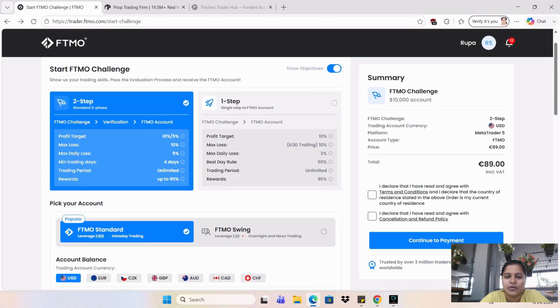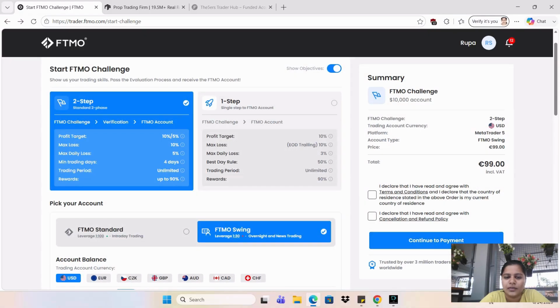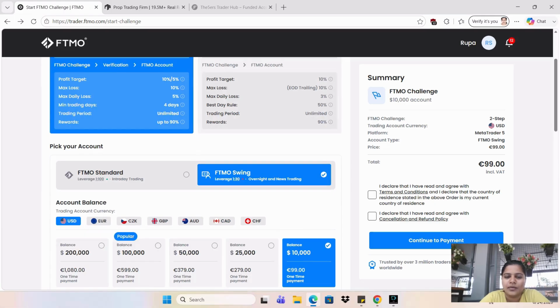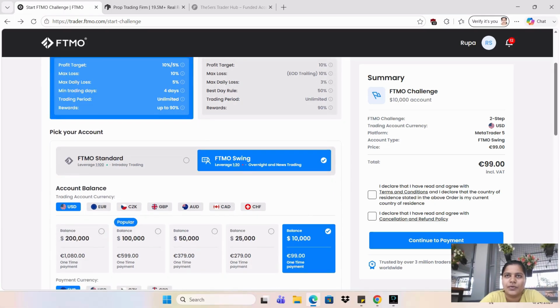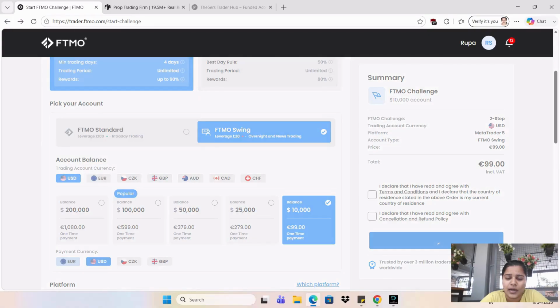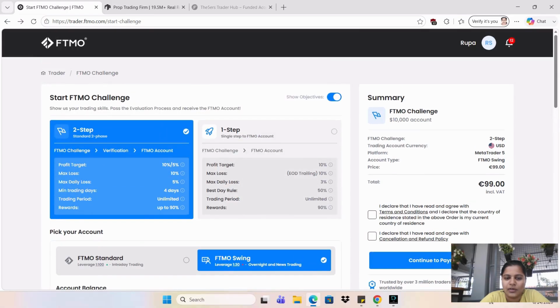So going forward, there are two types of account. The first one is the FTMO standard account, which is mostly used for intraday traders. I have selected this account, and it has a leverage of 1:100. The second one is FTMO swing, which is for the swing trader, where you can hold for the weekend and for the overnight. So yeah, I will advise you to go through their website, go through their rules, and have an understanding.